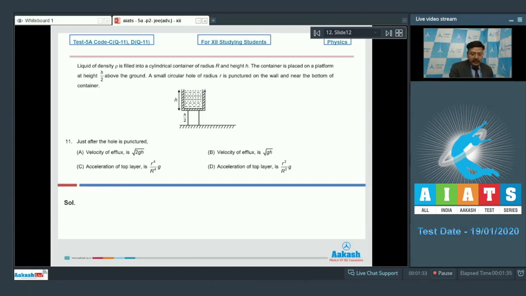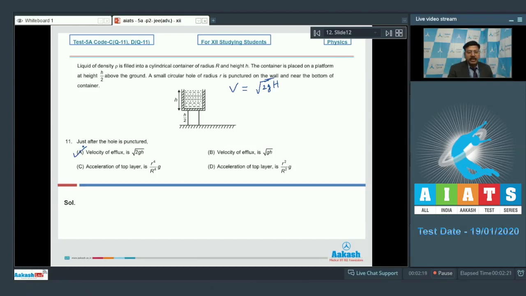Now the speed of efflux expression is simply v is equal to root 2gH, let's say if the height of the liquid column above the hole is capital H, then this is the expression. Now in this particular case, capital H will be simply small h. So that means velocity of efflux will be root 2gh, which is option A, matching with option A. Option A is correct, option B is incorrect. Let's now evaluate acceleration of top layer.